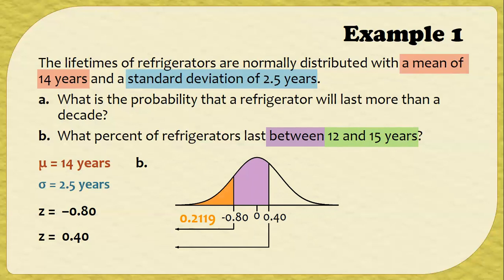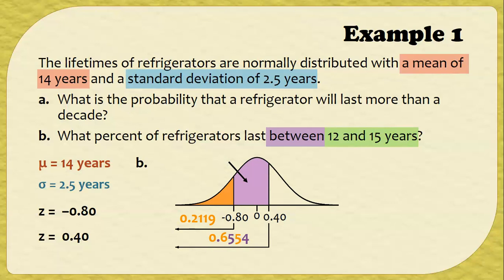When I looked up 0.40, that gave me 0.6554. The reason that 0.6554 is in both orange and purple is because this area from the table is everything to the left of 0.40. In particular, it's the sum of the orange region and the purple region. So 0.6554 represents these two pieces. We know that the orange piece is 0.2119. So if we want to figure out the purple piece, we can take the sum of them, the 0.6554, subtract off the orange, the 0.2119, and that will give us the purple.